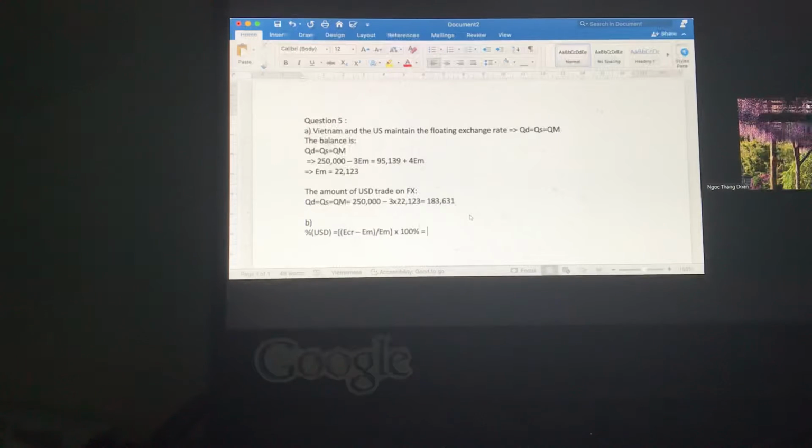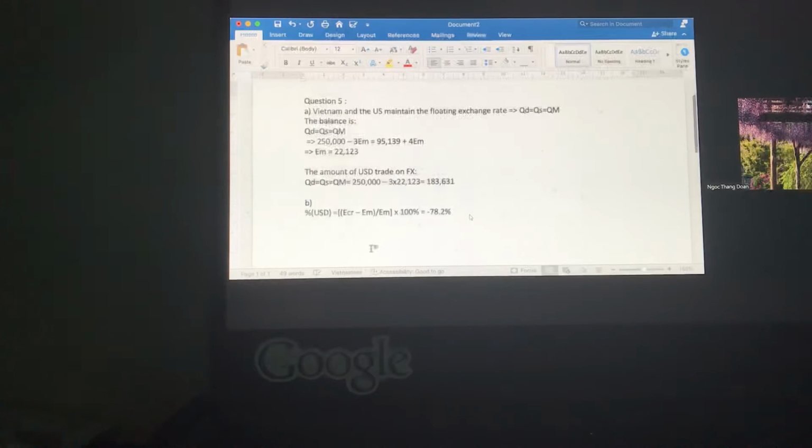So in question B, you need to compute the percentage of overvaluation or undervaluation. The correct terms in this case are overvaluation or undervaluation, not appreciation. The terms appreciation and depreciation reflect the change of the exchange rate from time to time. In the case when we compare the central rate and the market rate, we use the terms undervaluation or overvaluation.